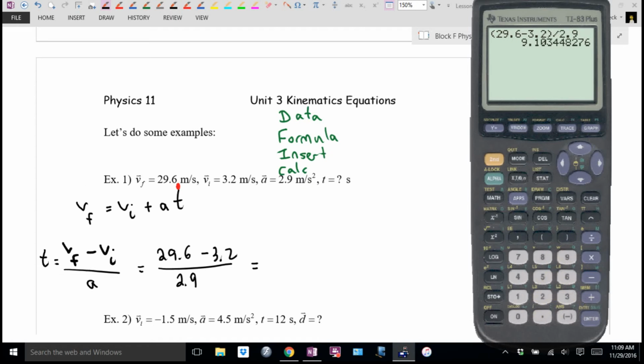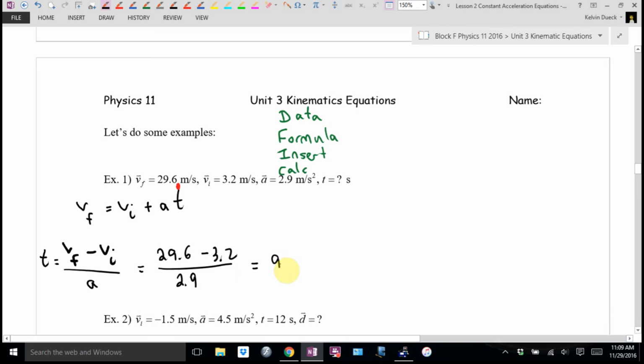I get 9.10. How many sig figs should I go to in this question technically? I think 2, 3.2 and 2.9, 2 sig figs. I'm going to go 9.1. Units, time. Seconds, yep. This is the approach we're going to take initially, this DFIC approach. Eventually, we'll get good enough that we'll cut corners and do a more generic approach, but we're going to start out here.